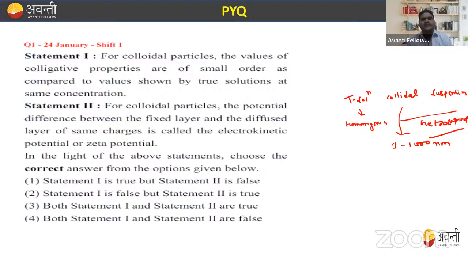So now the first statement is that for the colloidal particle, the value of the colligative properties are of a small order. Basically, colligative properties are what? Colligative properties are basically used for dilute solutions, right? A small order as compared to the value shown by the true solution. It means the values of the true solution will be, in comparison, less or more, right? So for the colloidal particle, whether it is true or wrong, beta, let's see.